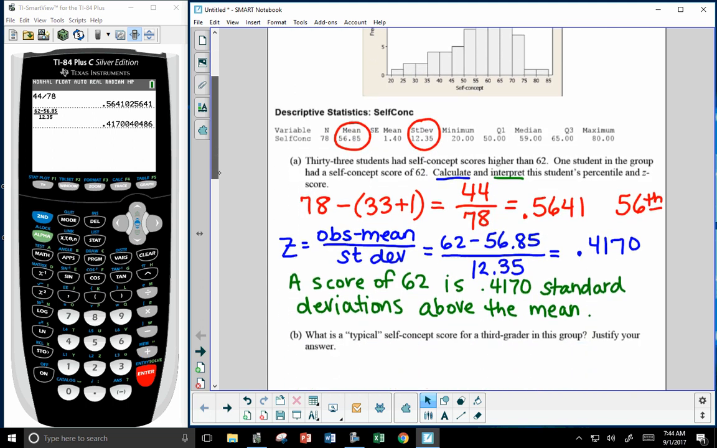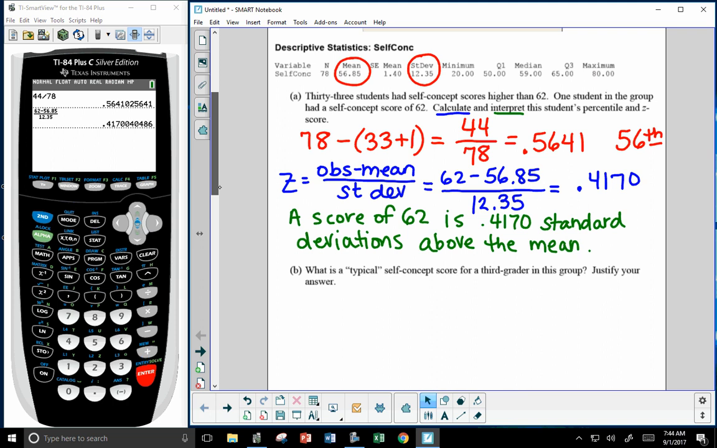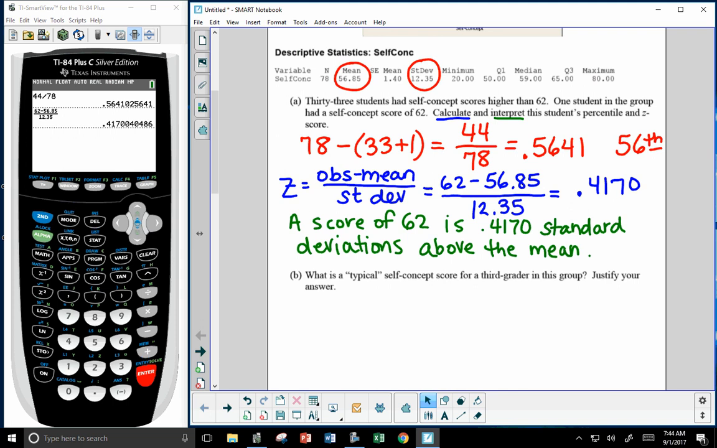Once we have a z-score, we go to normal CDF. So to get there, we go second vars, number 2. We want our lower bound, I'm just gonna call it lower bound, even though it says lower on our calculator. We want it to be negative infinity, but we don't have an infinity symbol on our calculator unless you use an Inspire, but on the TI-84 we don't. So when we're dealing with z-scores, it's okay to just use -10 to represent negative infinity. The upper score would be our z-score. So we would do 0.4170.